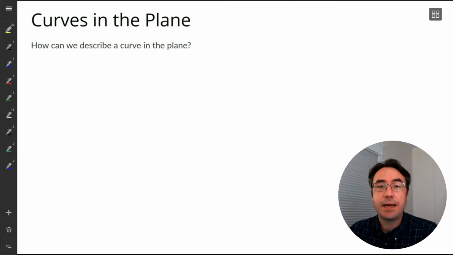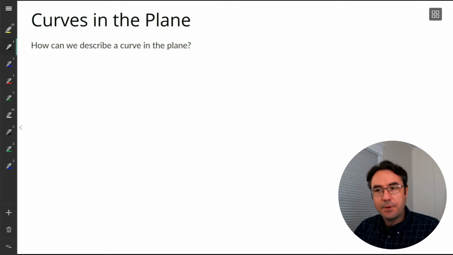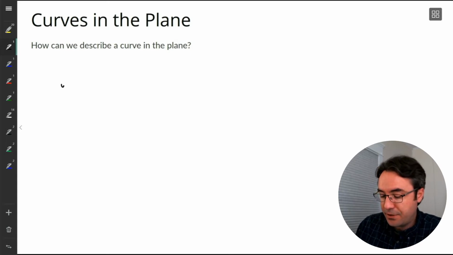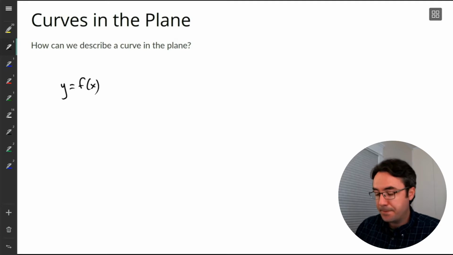All right. So before we actually get into it, let's take a step back and just think about how we can describe curves in the plane. How can we do this? Well, probably up until this point, the way we've done it is primarily with functions. So we've done things like use gadgets like y equal to f of x, and the graph of this function is a curve in the plane.